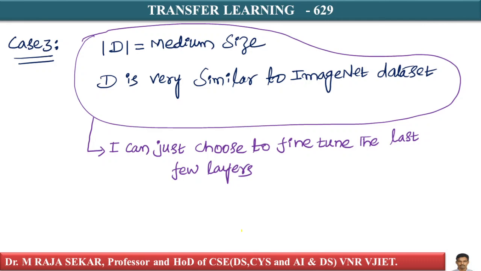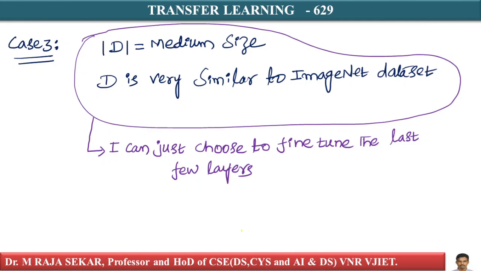If the original data set is large, I can fine tune the complete neural network. I already discussed this one. Just try to recall: if the original data set is large, I can fine tune the complete neural network because I have lots of data, and imagine I also have extremely powerful GPUs. If you don't have GPUs, processing large amounts of data is hard. So if you have medium sized data, you might want to fine tune the last few layers.